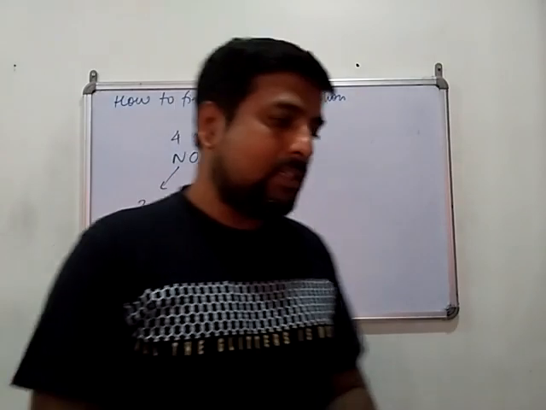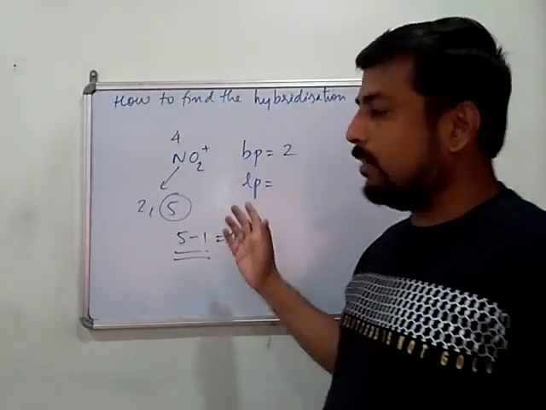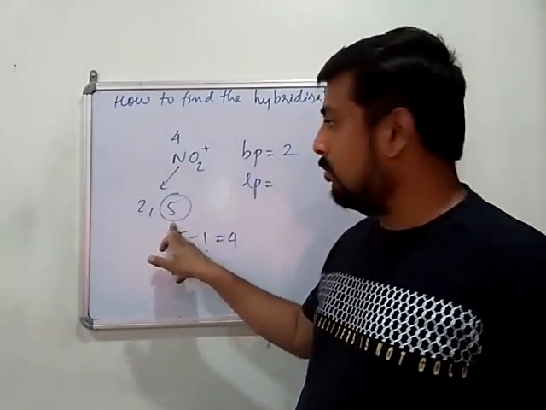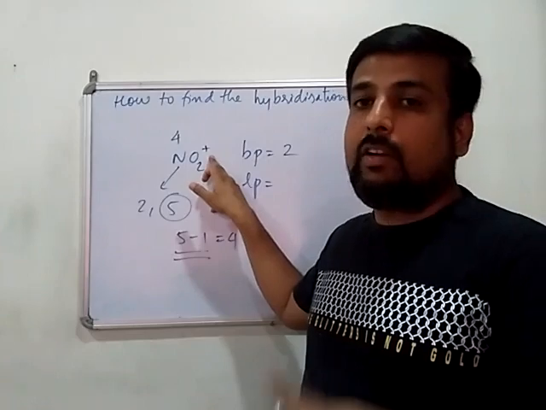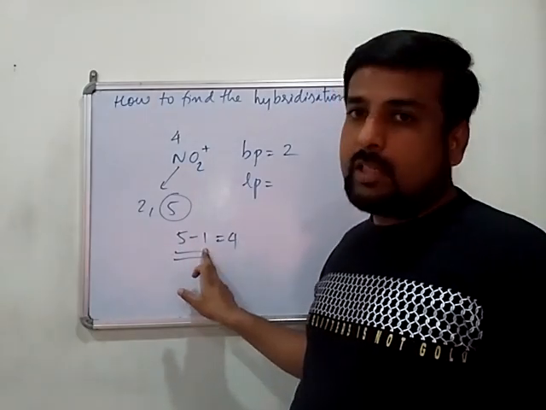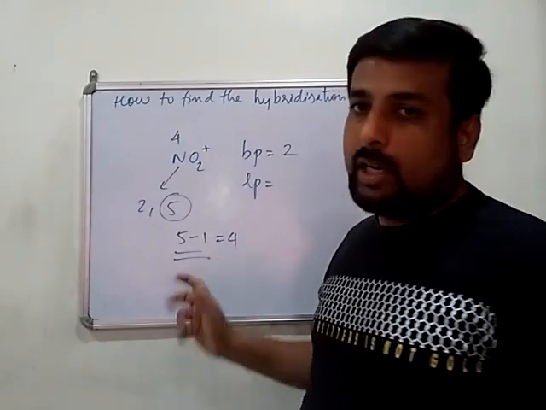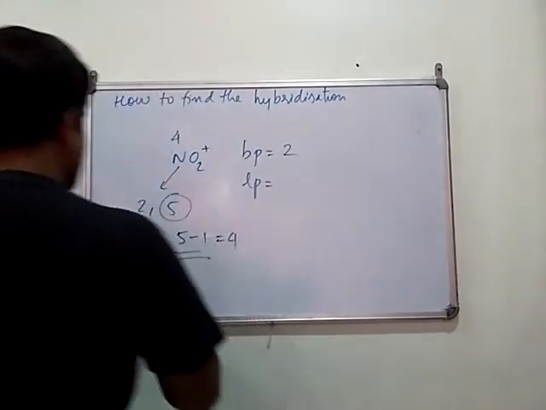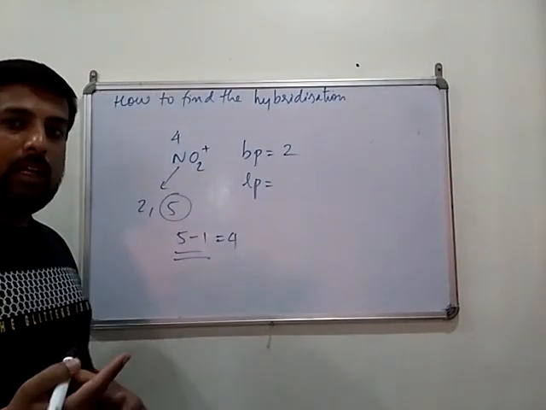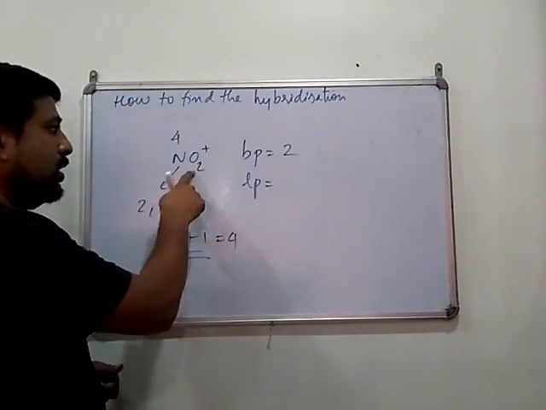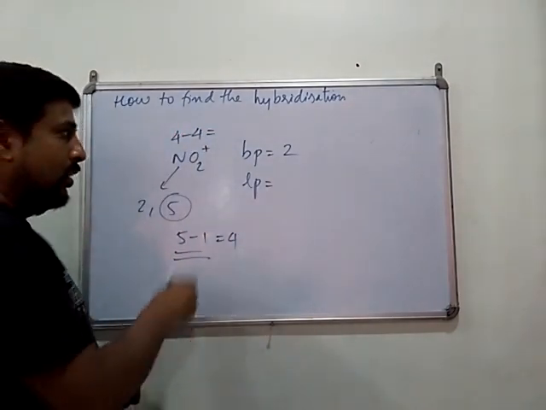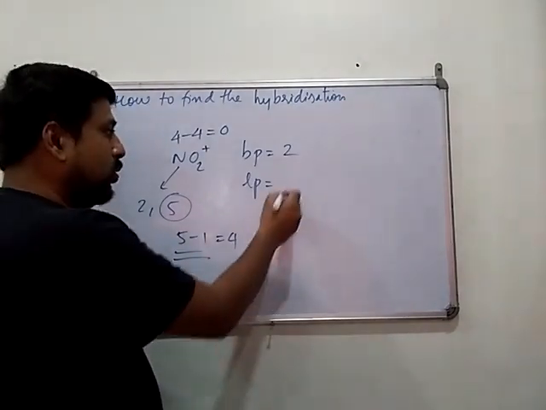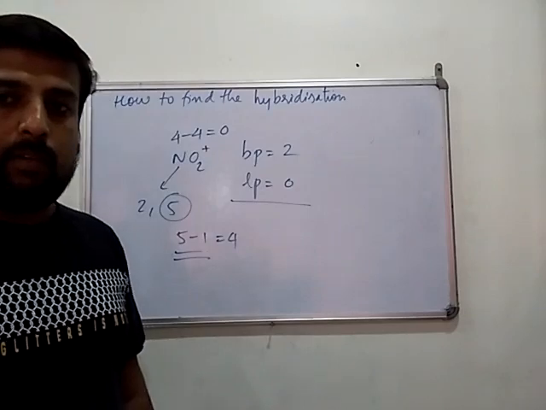So whatever charge is there on the cation, that many electrons you have to subtract from the electrons present in the neutral state. In the neutral state it has 5 electrons, but since in this particular case it is a cation with 1 positive charge, you subtract 1 from 5, so it will have 4 electrons. Out of these 4, how many are shared and how many are unshared? Since oxygen is divalent, one oxygen has 2 electrons to be shared, so for 2 oxygen atoms, 4 electrons have to be shared. Now the remaining electrons are 0. That means there will be no lone pair on the nitrogen atom in this particular cation.